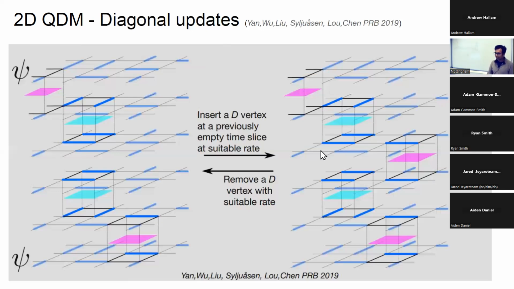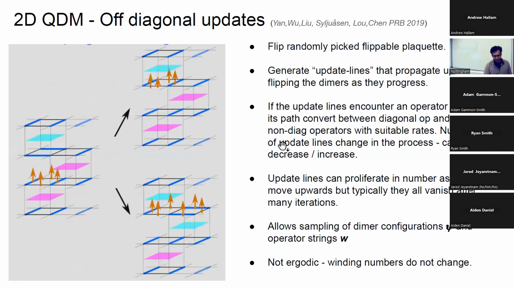That doesn't involve changing any of the dimer configuration, and therefore you don't need to be very careful. You just randomly pick a plaquette and you can insert a diagonal operator there. The probability weight changes, and therefore you do this process at a rate that satisfies detailed balance. Now, the second part, inserting a non-diagonal operator, is the difficult one.